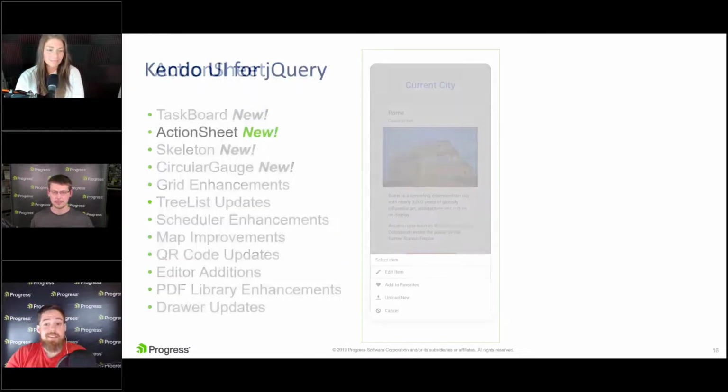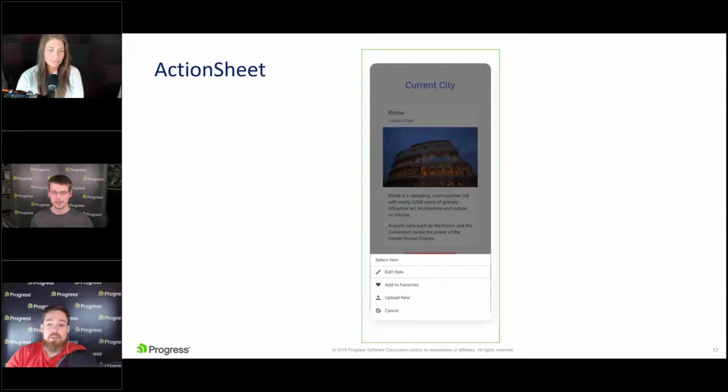Now, the next component is the ActionSheet component. You're probably familiar with this from a lot of mobile applications, right? It provides that little thing that animates in from the bottom that allows you to perform some actions depending on what actions you want to have available to the user. So in this particular case, we have edit item, add favorites, and maybe upload new if we want to be able to add our own items, and even cancel.